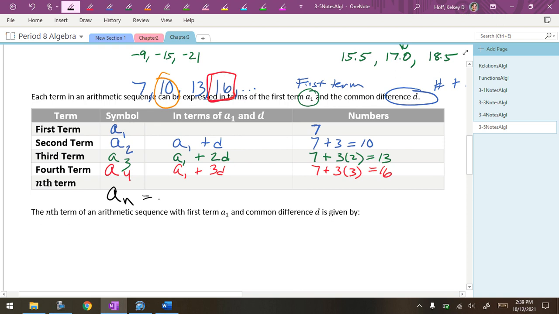Now, what if I say I want the nth term, meaning any random number I pick? How could I represent that equation using A1 and D? Meg. What does n minus 1 mean?